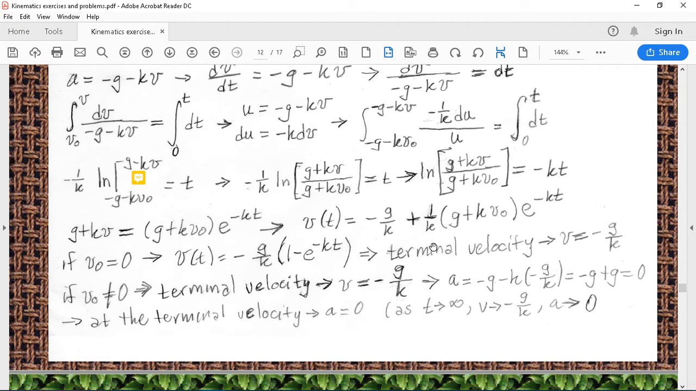Now, the terminal velocity would then be equal to v equals minus g over k, which is the case in which I assume that, as t tends to infinity, this term tends to 0, and I'm left with just this. So this would be the maximum value for v of t. Well, g over k would be the maximum value for v of t. The minus sign makes reference to the fact that the body is falling, so the velocity is in the negative direction.